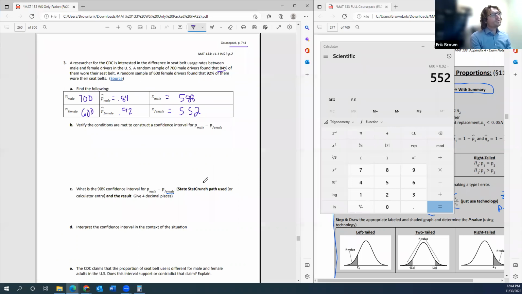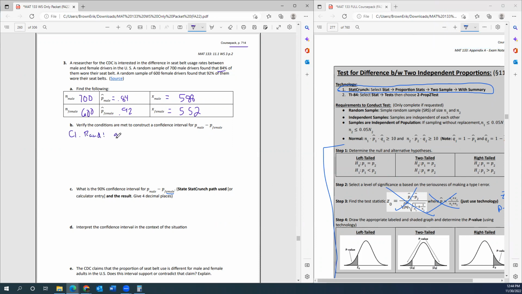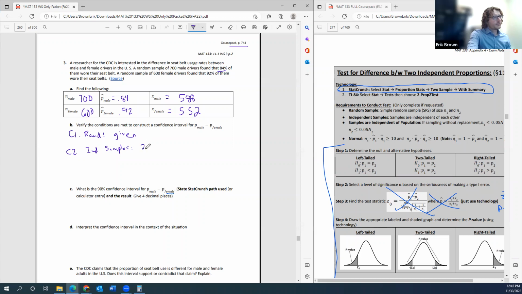Okay, how'd you do with the conditions? Do you have 7 things written down? C1, Random is given, you can just write that once. Independent sampling is 2 groups measured once. Good.